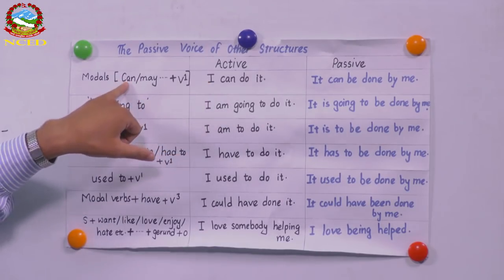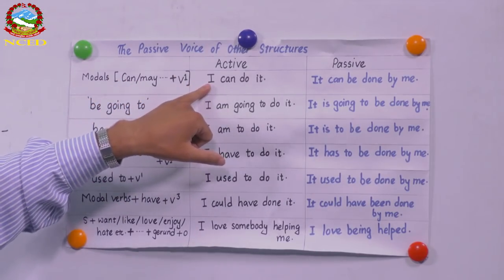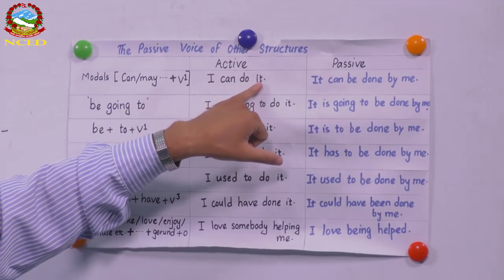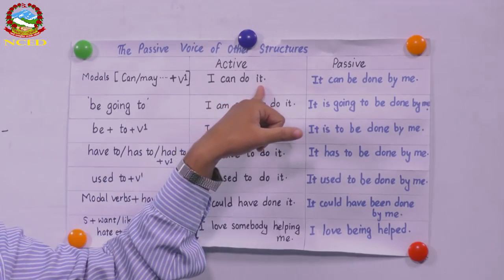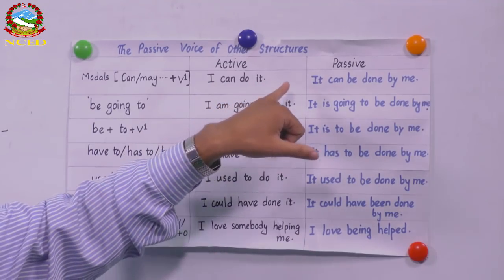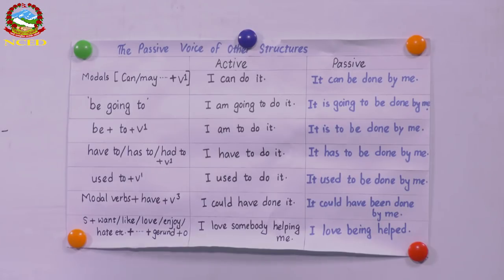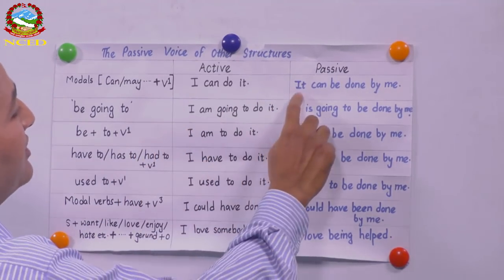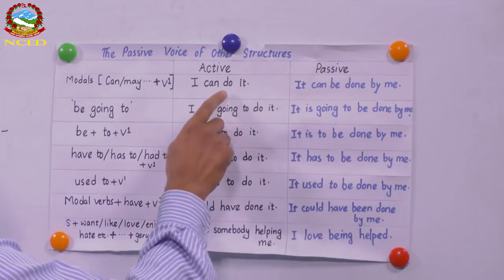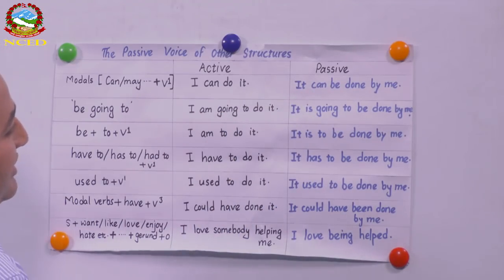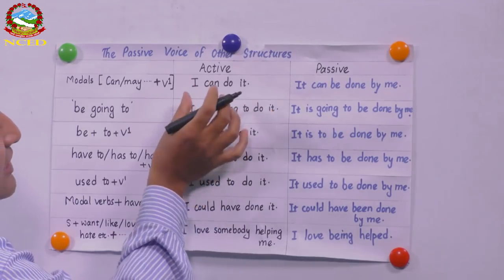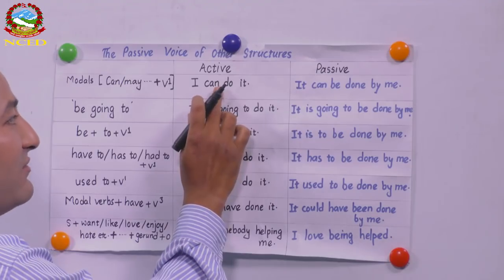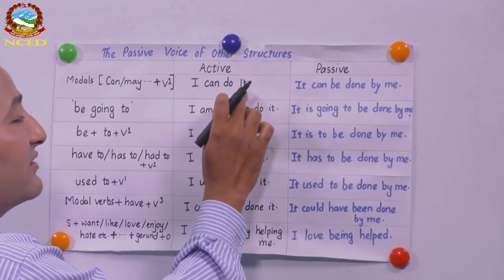Active voice, like this structure: I as subject, can as modal verb, then verb 1, do, and it as object. I can do it is the active voice sentence. Now in passive voice, first of all, to change it into passive we have to find out SVO, subject, verb, object. I is subject, can is modal auxiliary verb, do is main verb, then object.